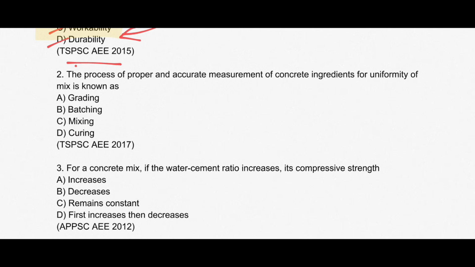Second question. The process of proper and accurate measurement of the concrete ingredients for uniformity mix is known as option A grading, option B batching, option C mixing, and option D is curing. So the answer is option B, that is batching.